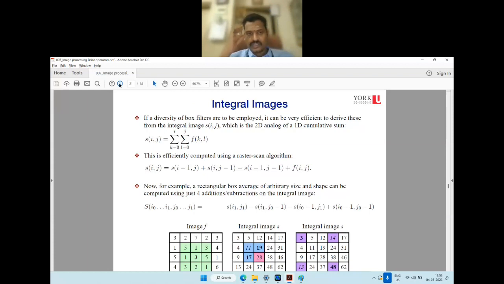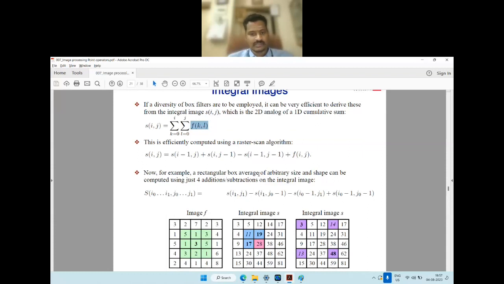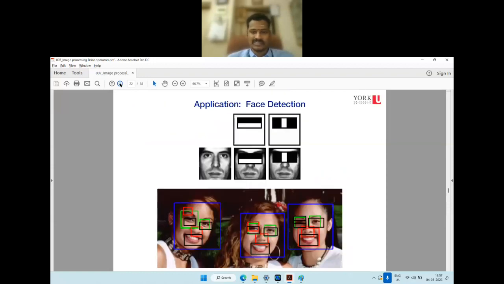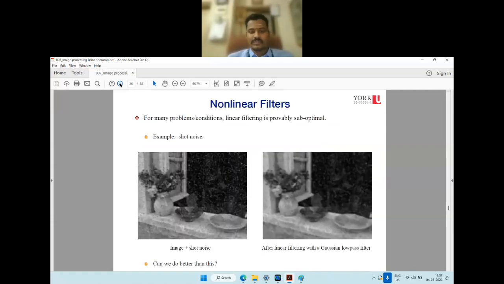So integral images. If a diversity of box filters are to be employed, it can be very efficient to derive these from the integral image, which is a 2D analog of a 1D cumulative sum. That is also not in your syllabus. Gaussian filters are in your syllabus, that's very, very important, so you read that. Integral images and recursive filters are not. Optimal linear filters are a very advanced topic, and there are still more research problems in this nowadays. It's all about linear filters, right?